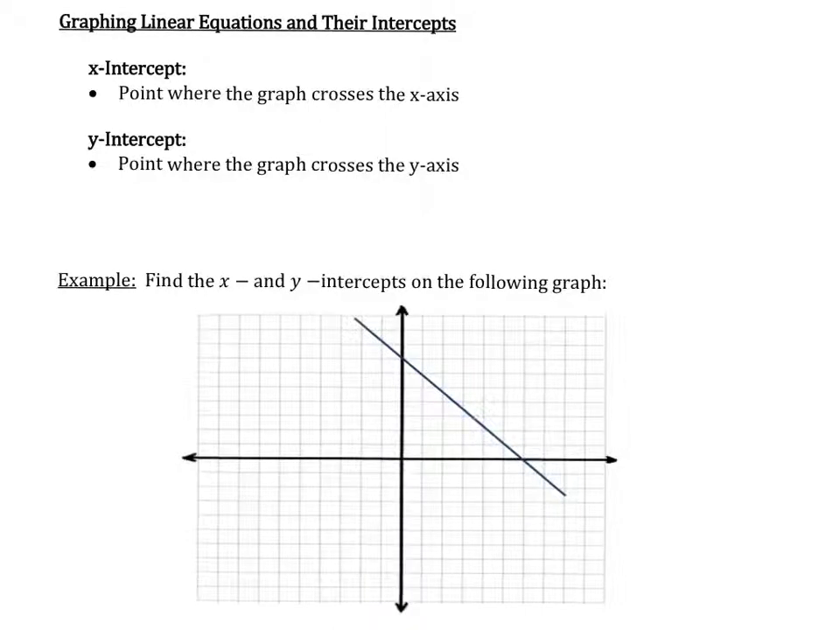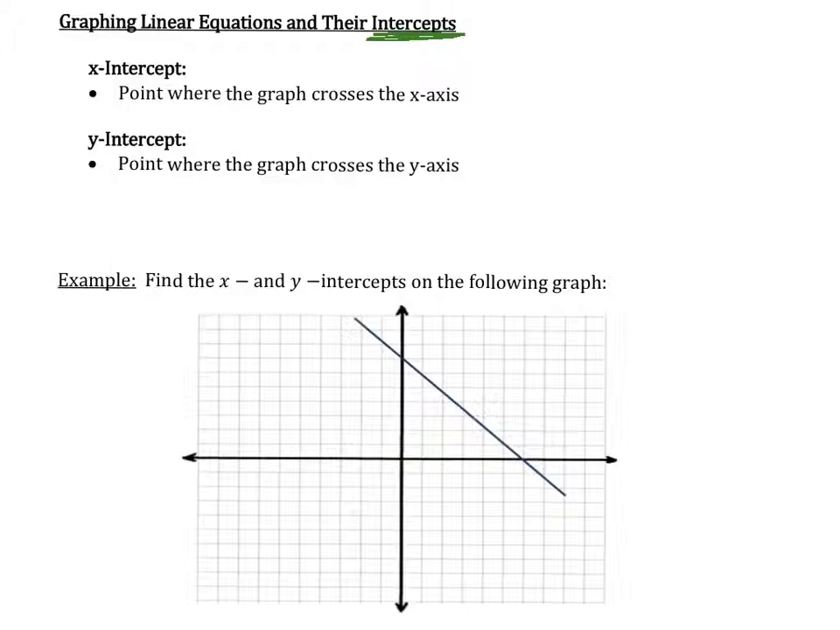In this video, we're going to talk about how we can graph linear equations using their intercepts. And what I want to first start with is actually defining what an intercept is. The first one I want to look at is what I call an X-intercept. The X-intercept is basically a point where a graph crosses the x-axis.